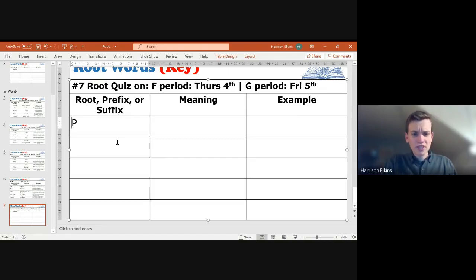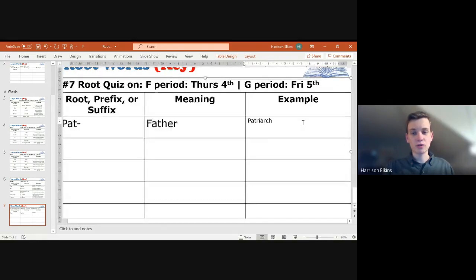So our first word is pat. What does pat mean? Pat means father. A couple words that we would use pat in: perhaps you've heard of a patriarch. You'll write these down on your blue sheet of paper. If I give you an example, write it down. If you don't know what the definition is, you can write that down too.